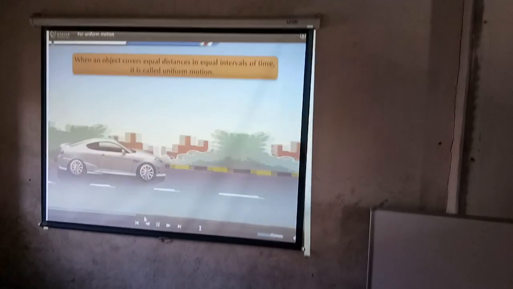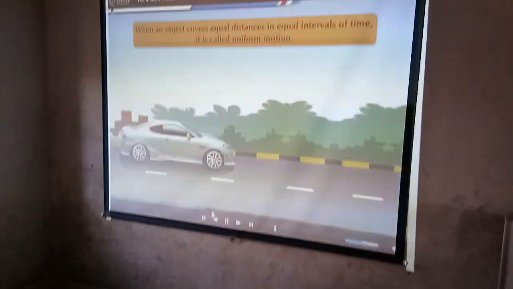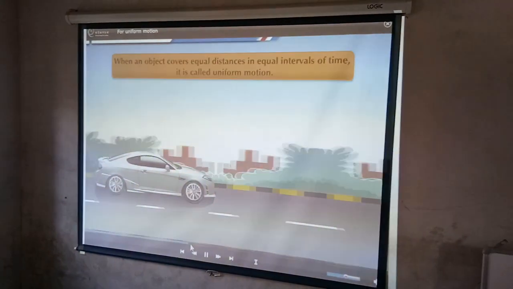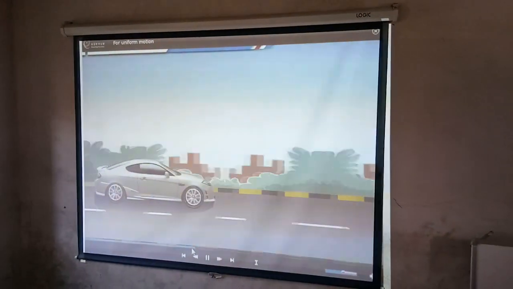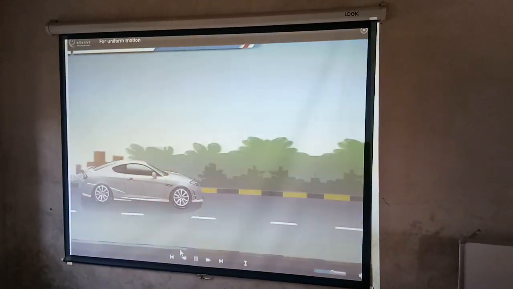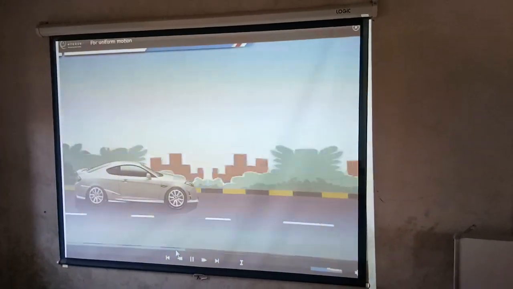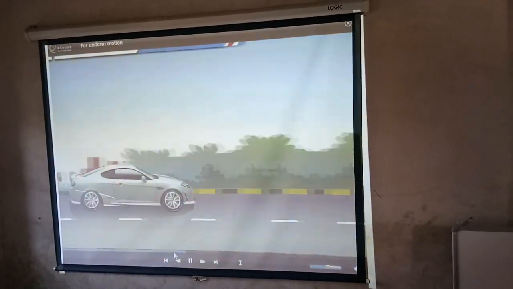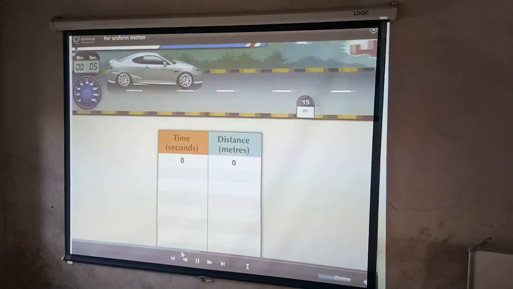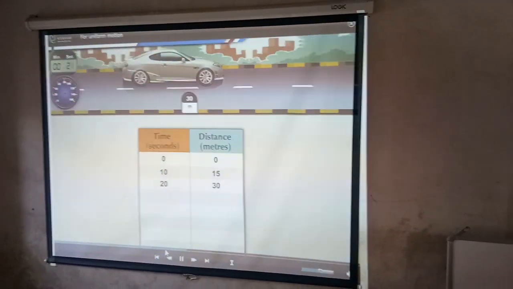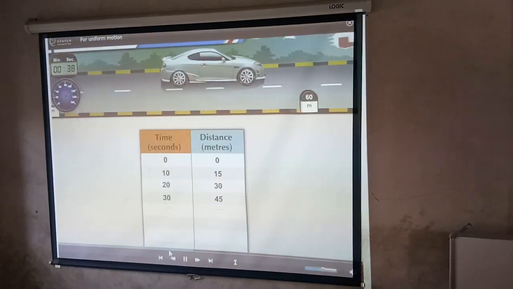Graph for uniform motion. We have studied that when an object covers equal distances in equal intervals of time, it is called uniform motion. Come, then let us now study the uniform motion along a straight line with the help of the distance-time graph.